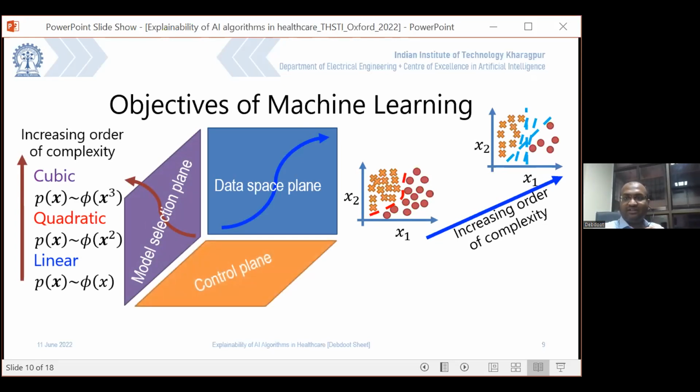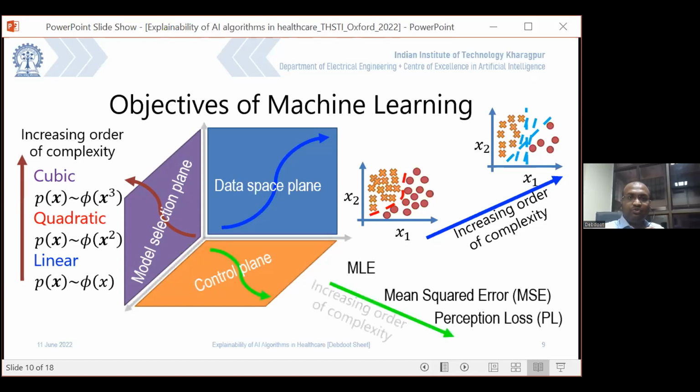The next is to understand the control plane, which is essentially to look into how you mold the parameters of a certain model so that it fits itself to a data distribution. So essentially, how do you tune your model to do that? All of that is done through the control plane solution. Earlier days it was maximum likelihood estimation, and today what we do is in terms of perception losses.